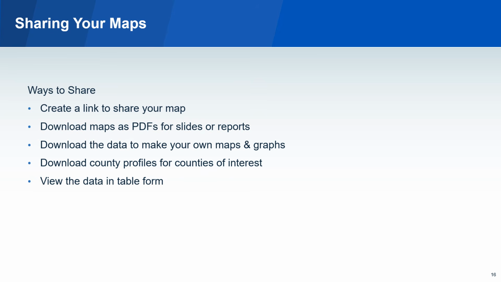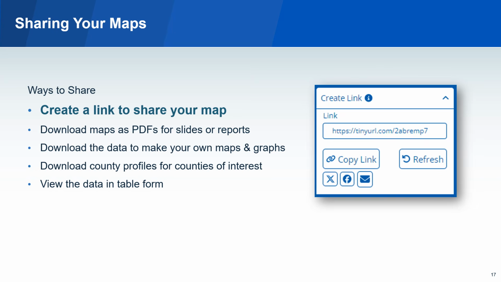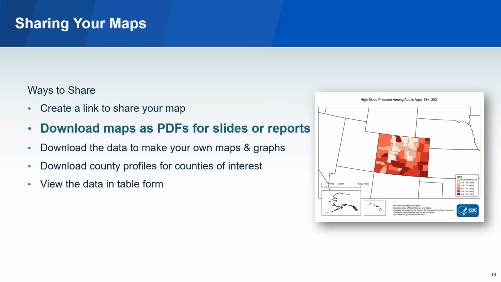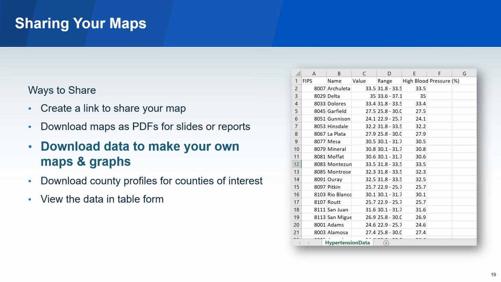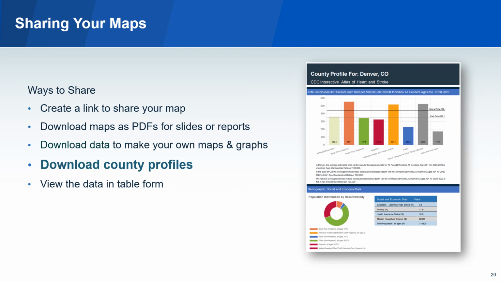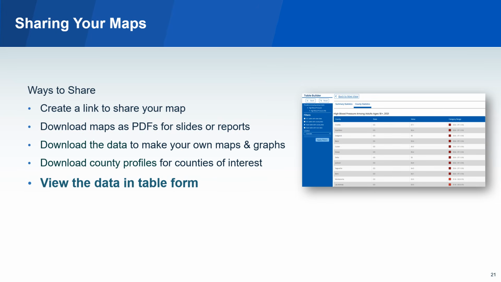The Atlas has numerous features you can use to make and share data and maps. Once you've created the maps you want, you can create a link to share each map, download your maps as PDFs, download the data used to make the maps, create downloadable county profiles, and view the data in table form.